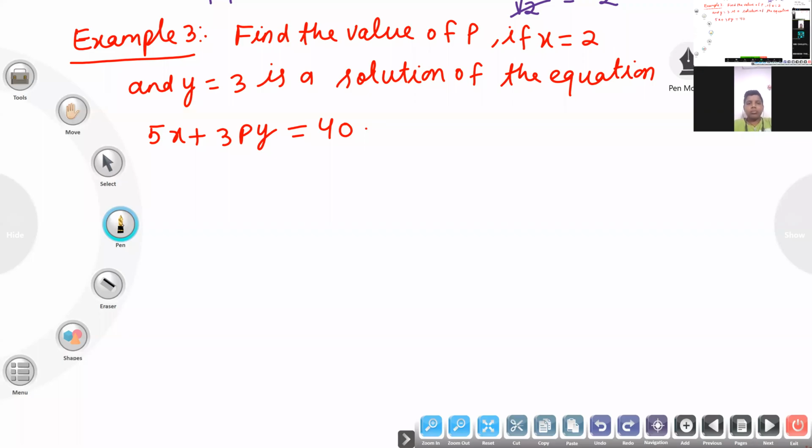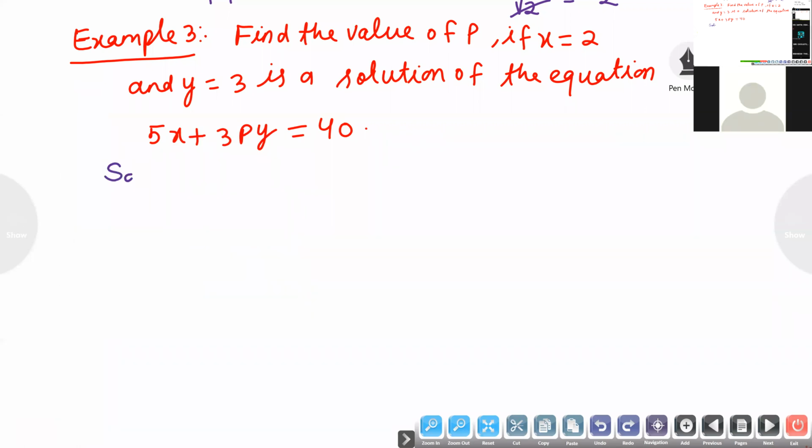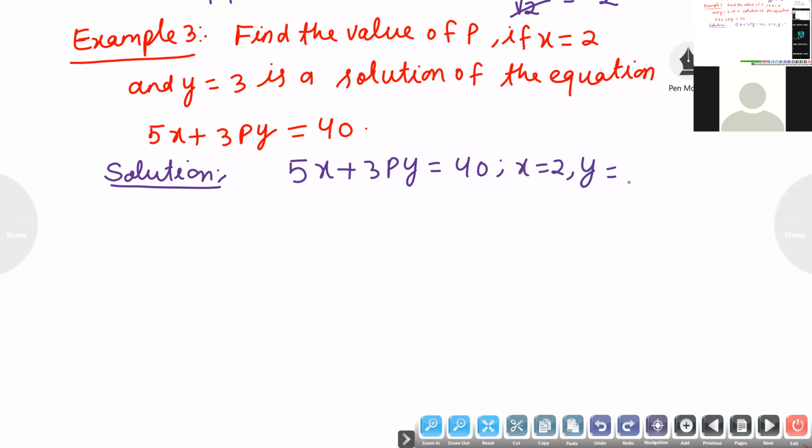Question is find the value of p if x is equal to 2 and y is equal to 3 is the solution of the equation. How to solve this question? Firstly, he has given linear equation 5x plus 3py is equal to 40. The value of x he has given 2 and the value of y is 3. Now we want to substitute in the place of x 2, in the place of y 3, then we can find out the value of p.